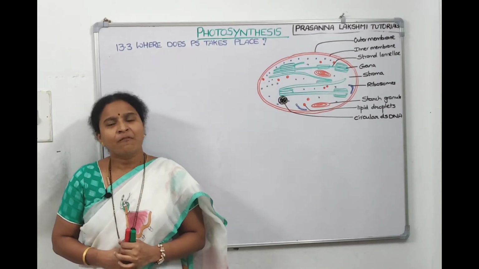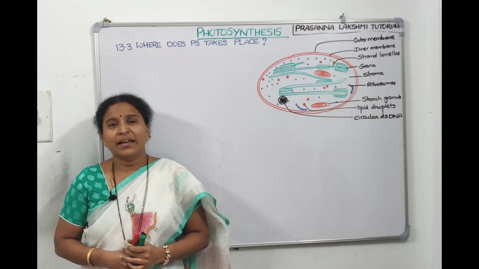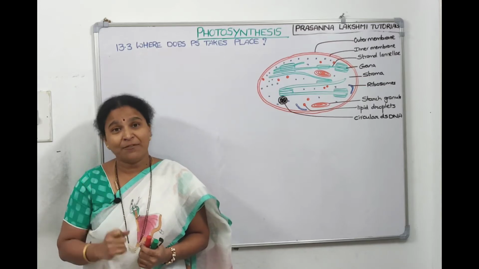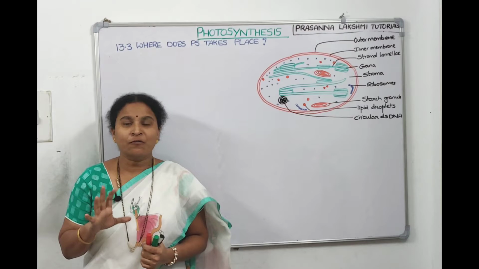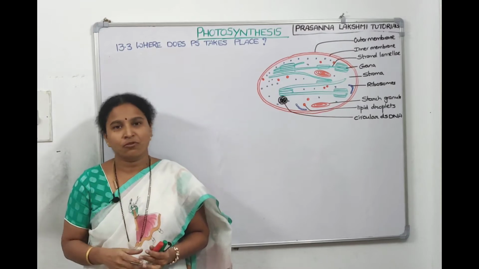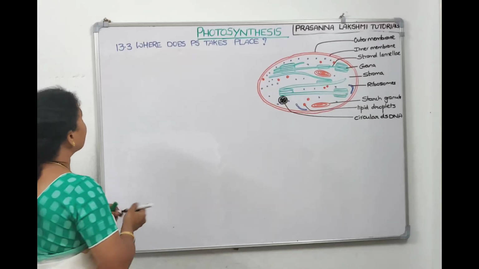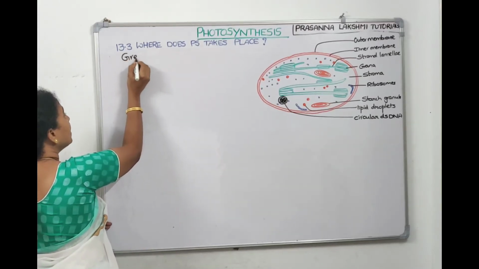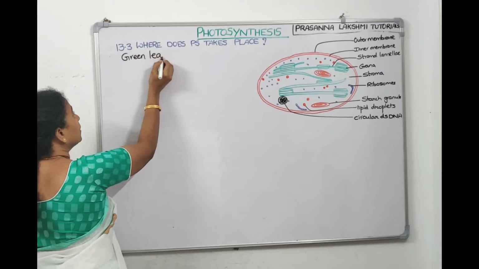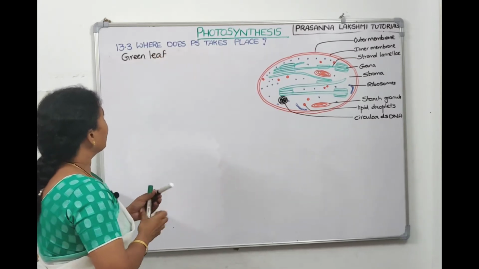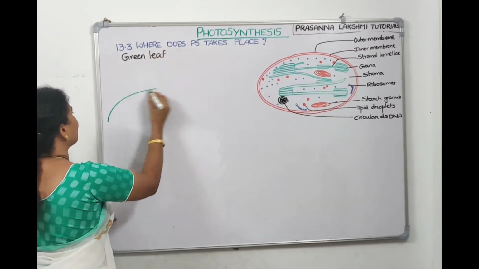Come on, think, where does photosynthesis take place? Is it root or stem or leaf? We tell leaf is a food factory. Why? Because there photosynthesis will occur. So what is the answer here? Where does photosynthesis take place? It is the green leaf, right? The green leaf is the area where photosynthesis takes place.